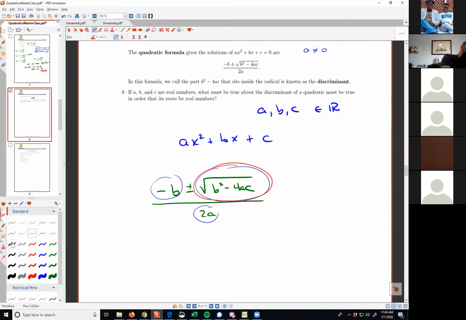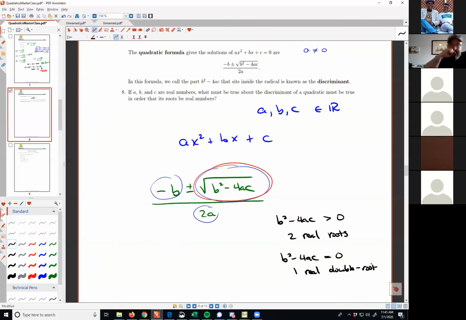So what we say is, if b squared minus 4ac is greater than 0, then it turns out that we have 2 real roots. If b squared minus 4ac is 0, then we have 1 real root, we call it a double root. Do you know why we say that we have a double root? Because it's the same value twice, so the value is squared. Let's say x plus 2 is squared.